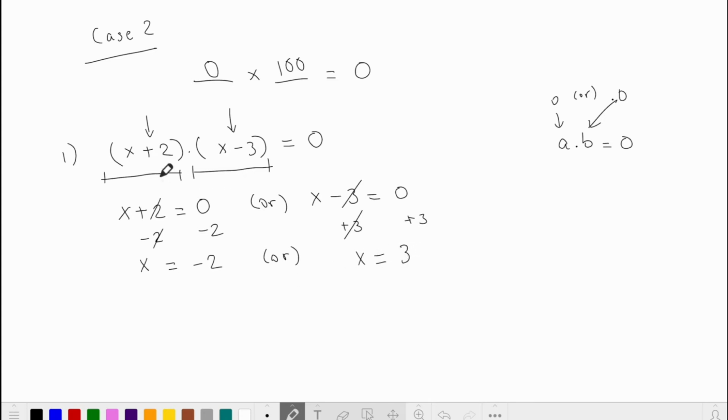In order to satisfy this equation, x has to be negative 2 or x has to be equal to 3 in order to get 0 as the result. Now let's move on to the next problem.